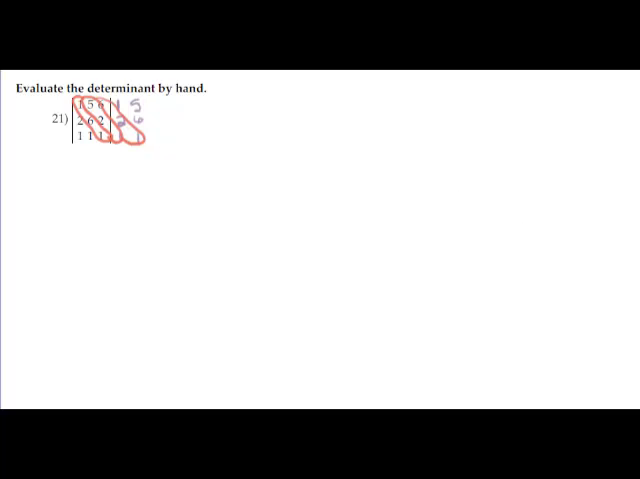I've got 3 of them. So in my first diagonal, I have 1, 6, 1. Then I have 5, 2, 1. Then I have 6, 2, 1. Because all of these are going the same direction, I add them together. I figure out what this is. This is 6 plus 10 plus 12, which gives us 28.